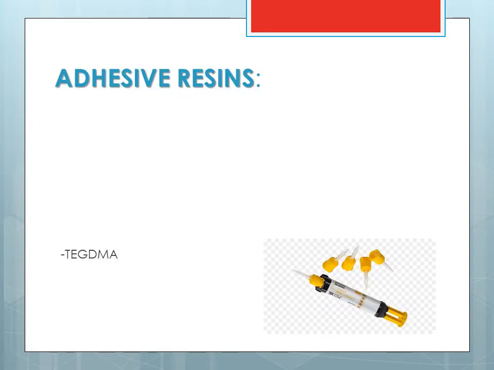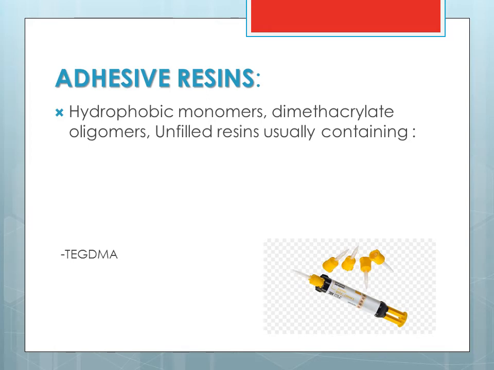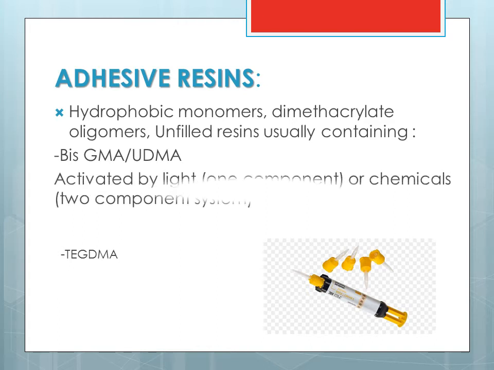Now let's move on to the third component, which is the adhesive resins. They are basically hydrophobic monomers or dimethacrylate oligomers or unfilled resins, and they usually contain three things: Bis-GMA or UDMA monomer. Bis-GMA is bisphenol glycidyl methacrylate, and UDMA is urethane dimethacrylate. These are monomers usually used in dentistry, and they may be activated by light if it's a single component system. Like in the picture you can see there is a single paste, so this is activated by light. Or if they're chemically activated, they are two components and consist of two pastes which are mixed together.